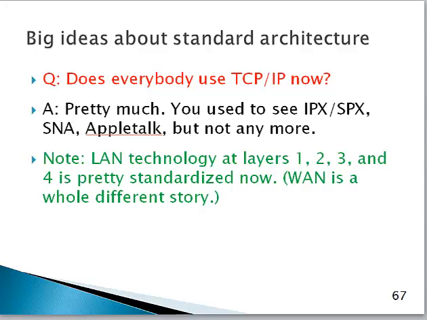And the LAN technology, not WAN, but the LAN technology that we're looking at, layers 1 through 4, it's all pretty standardized. Everybody uses more or less the same thing. It's not like a bunch of people are out there using things besides Ethernet. 25 years ago, some people were using Ethernet, some people were using token ring. That's really gone away now. TCP/IP at layers 3 and 4 is all very standardized. Layer 1 is pretty standardized, as we'll see when we get to that chapter.